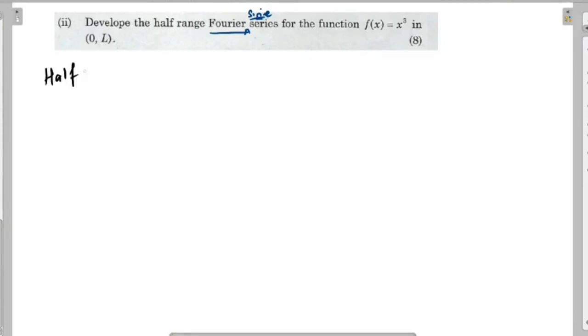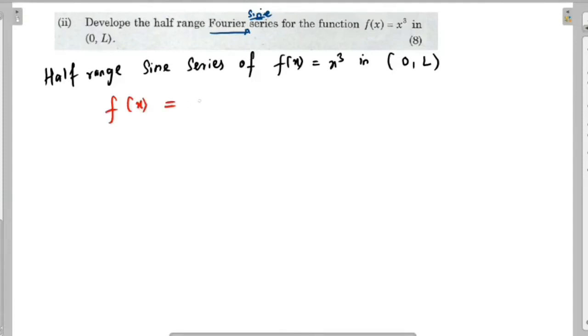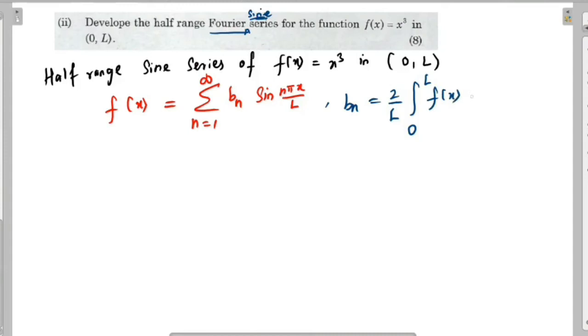So, half range sine series of f(x) equal to x^3 in the interval 0 to L. The formula is f(x) equal to summation n equal to 1 to infinity bn sin(nπx/L), where bn is equal to 2 by L integral over 0 to L f(x) sin(nπx/L) dx.